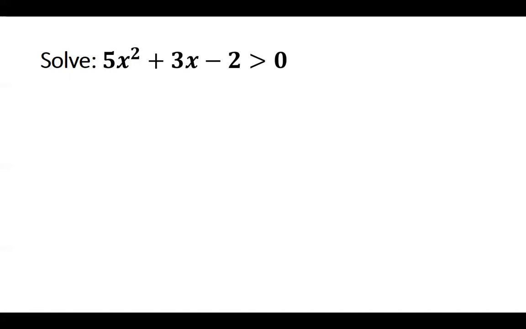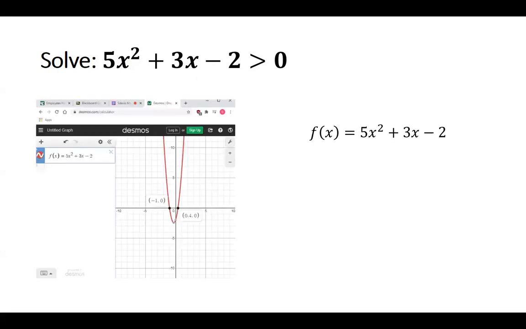If we have 5x squared plus 3x minus 2 greater than 0, we want to find for which values of x this inequality will be true. The first thing we're going to do is set it as a function. So f of x is equal to 5x squared plus 3x minus 2. And then we're going to graph that. I use Desmos.com, so you can see that it's graphed here. And I clicked on the two x-intercepts, and I found them to be at -1, 0 and 0.4, 0. So for f of x equal to 0, x is equal to -1 and 0.4.